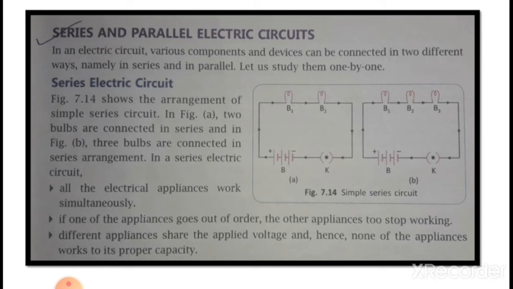And second one, if one of the appliances goes out of order, the other appliance too stops working. That is the drawback of this series connection. Even if one of the appliances is not working properly, the others also stop working. And third one is that different appliances share the applied voltage and hence none of the appliances works to its proper capacity. Different appliances utilize different voltage, but here they are sharing the applied voltage, so none of the appliances works to its proper capacity.